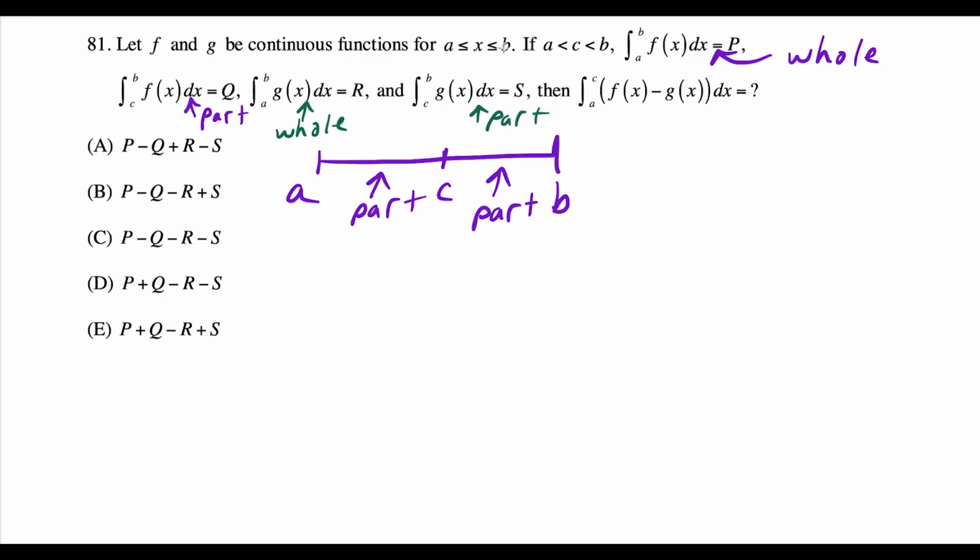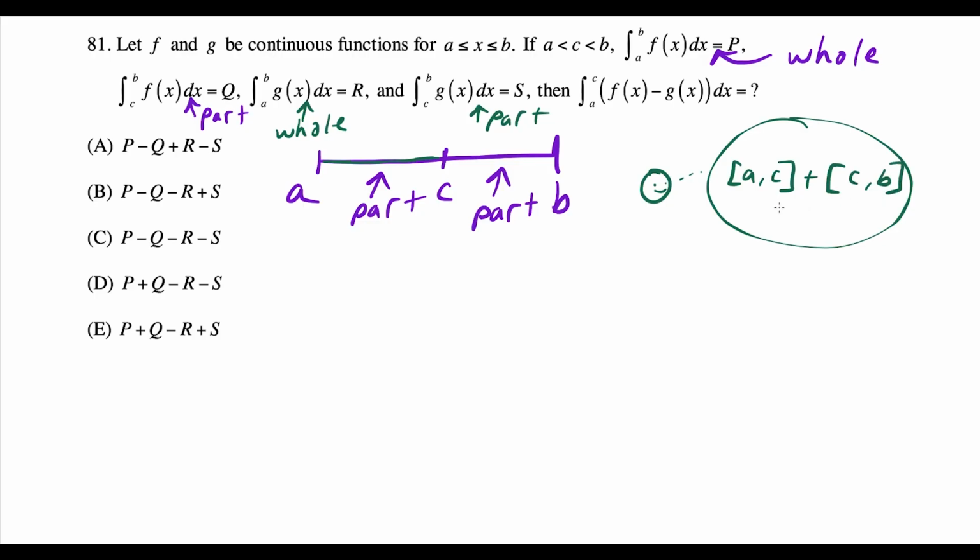So now the concept is that we're looking for, in this question, the integral from a to c, which is the other part. What I think of in my head for a question like this is that the interval from a to c plus the interval from c to b is going to give you the interval from a to b. So if I want to come up with the integral from a to c, I have to do the whole interval a to b minus the part from c to b like this. So that's the idea we're going to use.